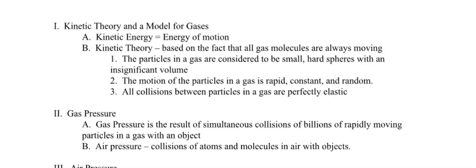And it says that the motion of the particles in a gas is rapid, constant, and random. What do I mean by random? That means you're just going in a straight line at a constant speed, if you will. And nothing is going to deter you from the path unless you hit something. All right, so there's no giant magnet to lure you away from that constant path, that straight line motion.